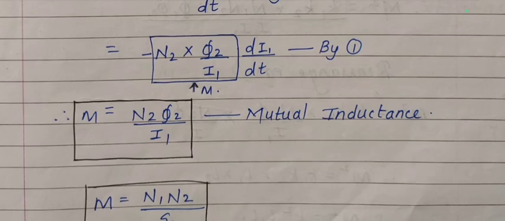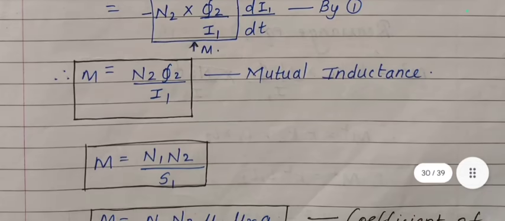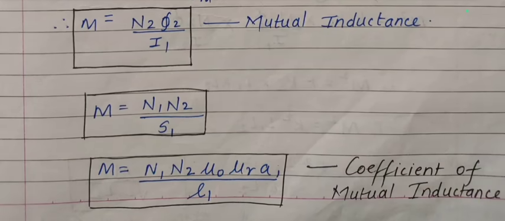Remember, as you are writing the formula also for numericals of mutual inductance, you have to remember both the components in the numerator are for the second coil and the current is of the first coil. So this is M is equal to n2 Phi2 upon I1. Now if you follow the same procedure as for self inductance, you will get these two formulas also. That is M is equal to N1 N2 upon S1, and M is equal to N1 N2 mu naught mu R A upon L1. You can derive this.